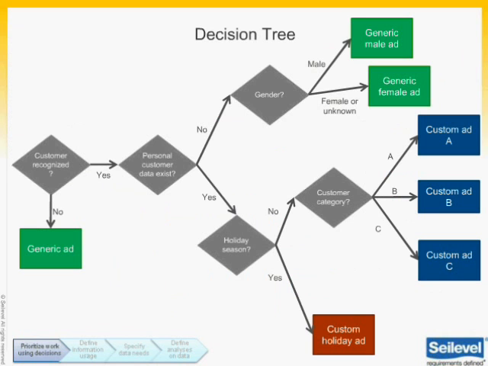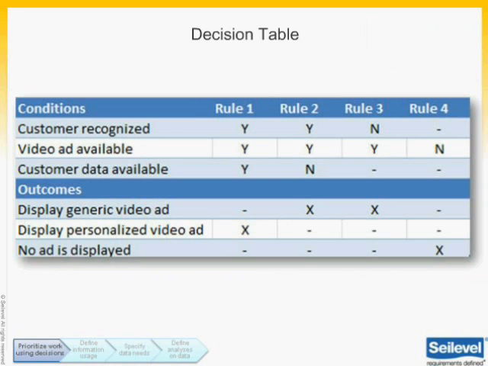We can also represent the decisions in the form of a table. Here's a simple portion of this scenario. This decision table shows us the actual business rules in each column, so we can read it almost top to bottom. This is a really good way to verify with our stakeholders that the logic we are specifying is correct. As one example, if the customer is recognized and we have their customer data available and there's a video ad available, then we can display a personalized ad. That's rule number 1 in that decision table.